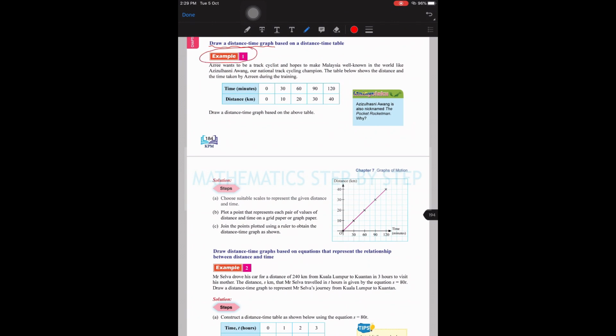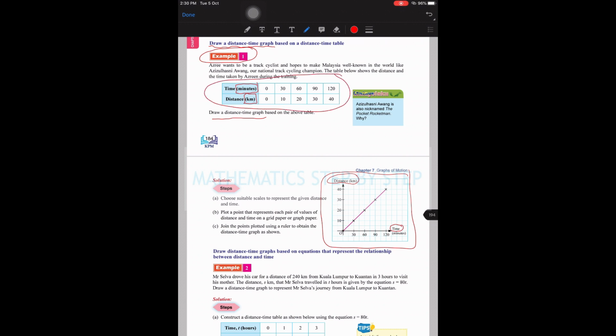Example 1. Asri wants to be a track cyclist and hopes to make Malaysia well known in the world, like Azizul Hasni Awang, our national track cycling champion. The table below shows the distance and the time taken by Asri during the training, okay? So draw a distance-time graph based on the above table. So let's refer to this graph. The y-axis will be the distance, okay? In this case, the unit is kilometer, and the x-axis will be time, and the unit is minutes, okay? Based on the table given.